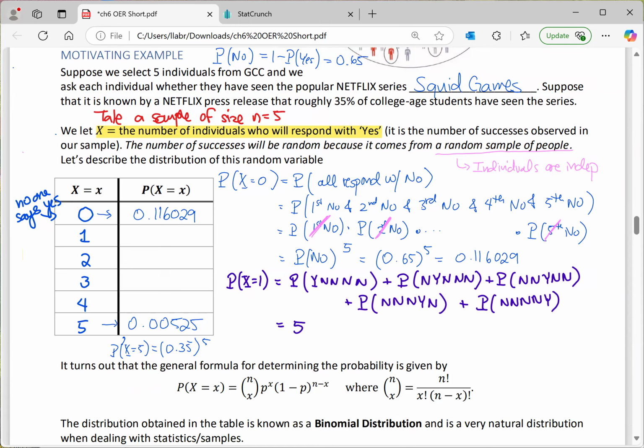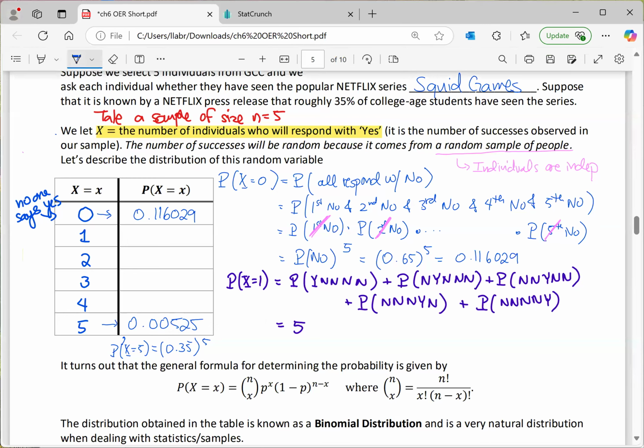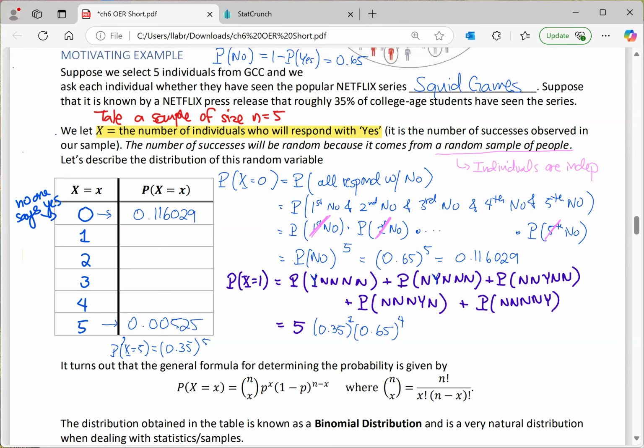So there are 5 different ways that this could occur, multiplied by the corresponding probability. Every probability is actually going to be the same. The probability of a yes is 0.35, and there's only one of those. You guys can see it here. And then there's 0.65, and there are 4 of them. If you throw this into a calculator, you will get the correct probability that goes in here. All right, so that was pretty easy.